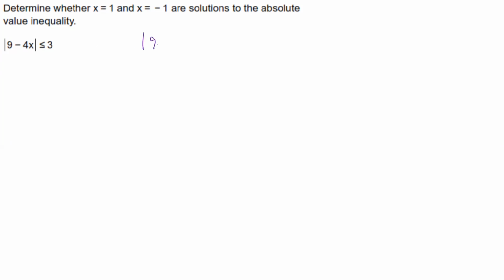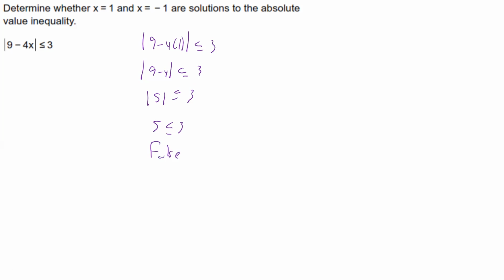So 9 minus 4 times 1, absolute value of all that, less than or equal to 3. Well, here we get 9 minus 4, and that gives us 5. And that's all supposed to be less than or equal to 3. Well, this is going to be 5 less than or equal to 3. No. So it's not a solution. What about the other one?